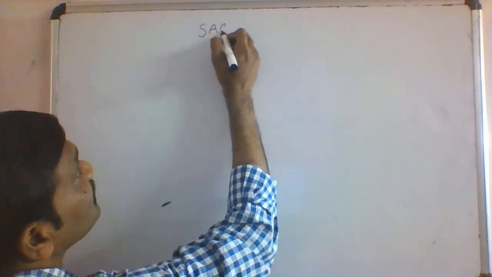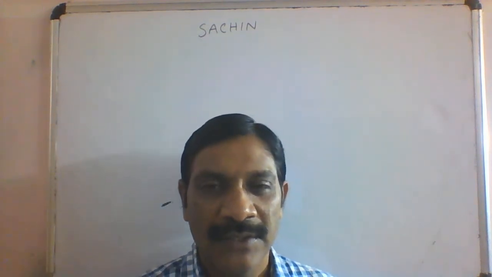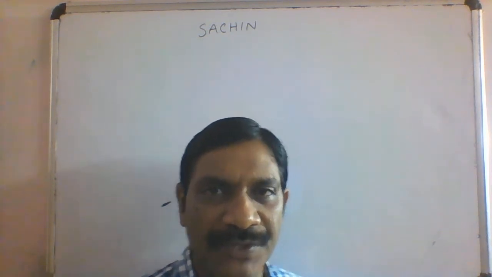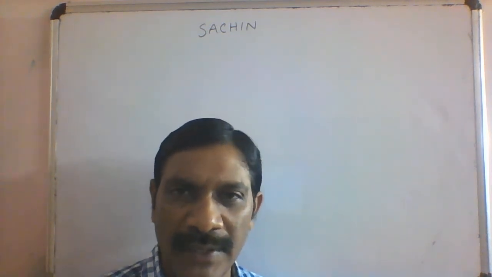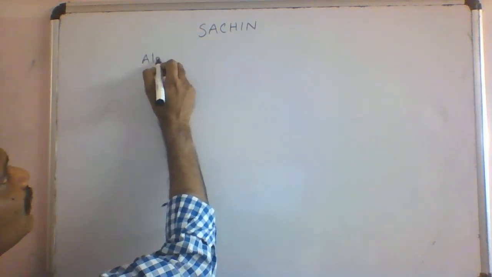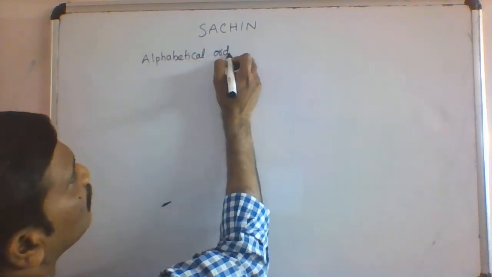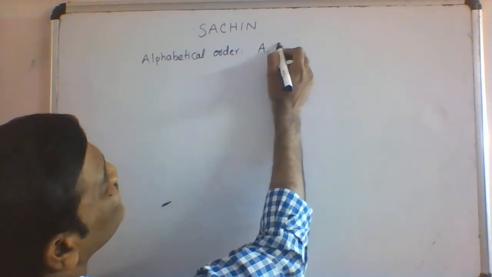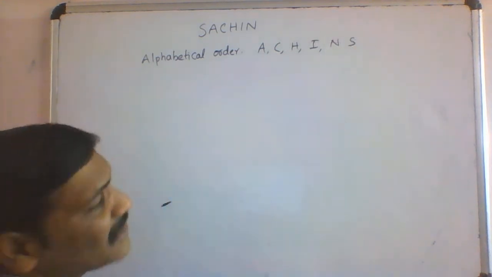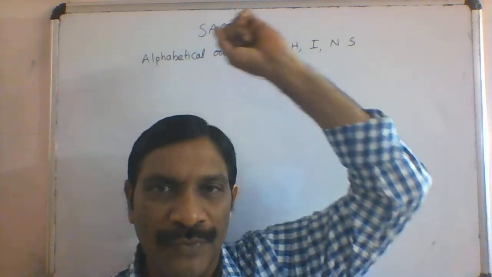For the same word Sachin, see the trick to say its answer within 1 or 2 steps. First of all, remember, write all the letters in alphabetical order. I write alphabetical order first. A, C, H, I, N, S. That is the alphabetical order from the given word.